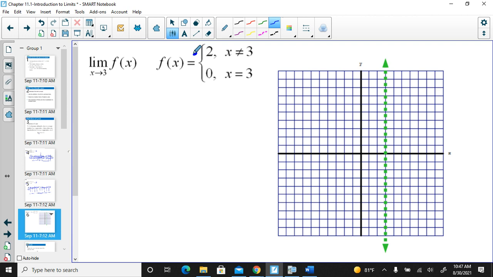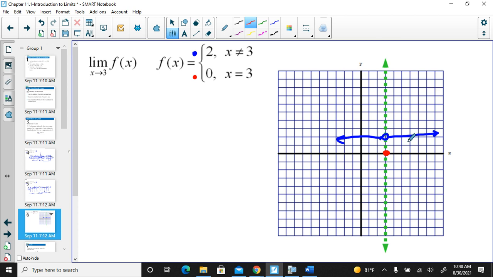So I'll do this point. It's actually not a point, right? It's going to be a horizontal line everywhere except where x equals 3. So basically, I'm going to have an open circle here, and then a horizontal line in both directions. And then this piece here is just a point, the point (3, 0). So that's what this graph is going to look like.